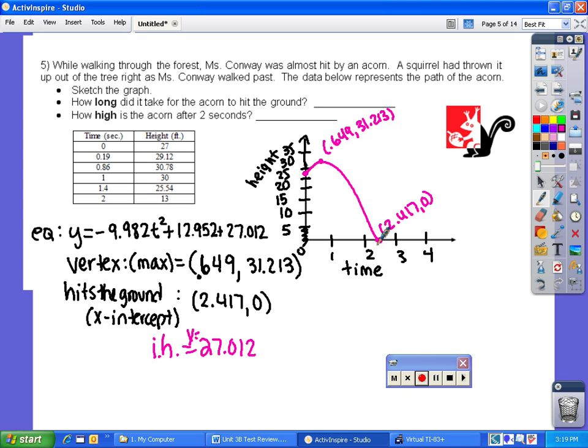Alright, how long did it take the acorn to hit the ground? So the acorn started here, then it hit the ground. So it took 2.417 seconds. Now you may be a little off, because you rounded differently, that's fine.